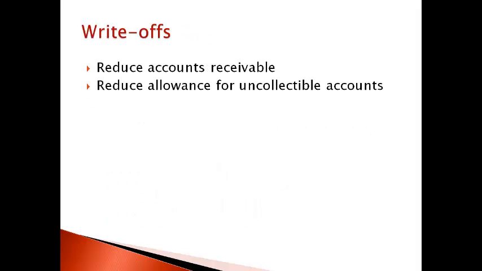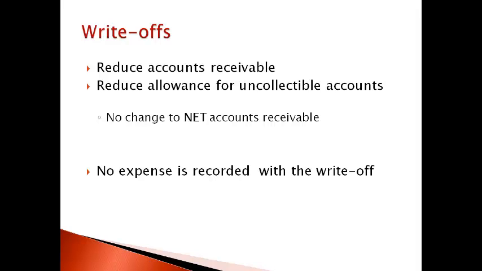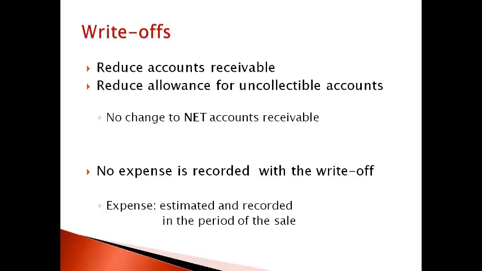A write-off reduces accounts receivable and also reduces the allowance for uncollectible accounts. The changes in the two accounts result in no change to net accounts receivable at the time of the write-off. An expense is not recorded at the time of the write-off. The expense was recorded in the period of the sale when the amount was estimated, and the expense is not recorded twice.